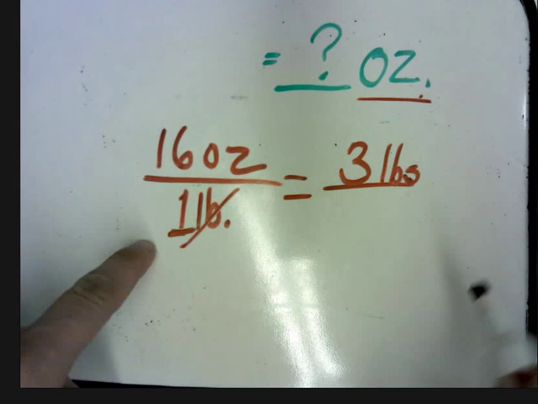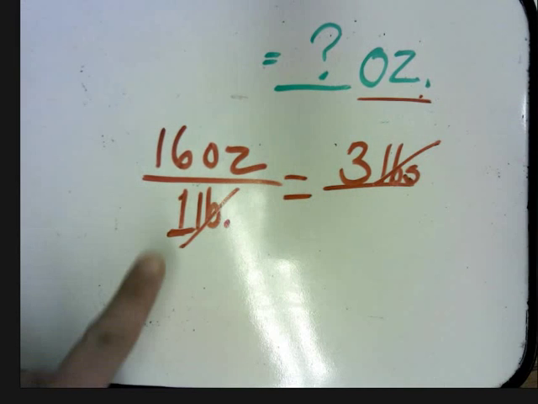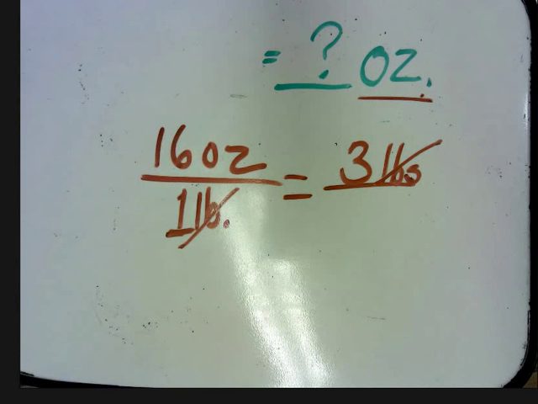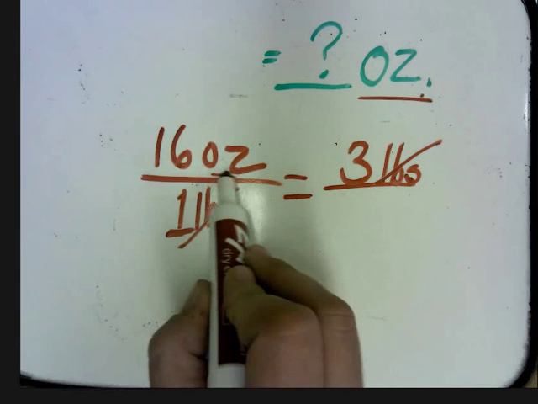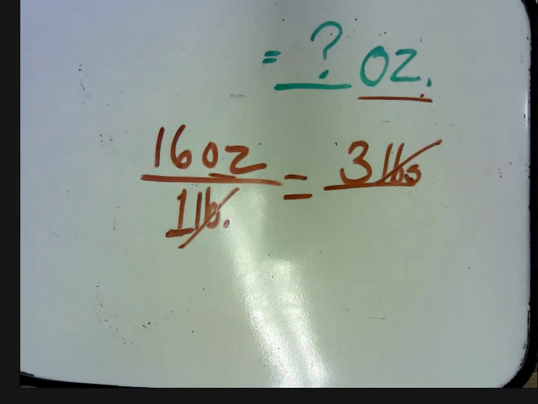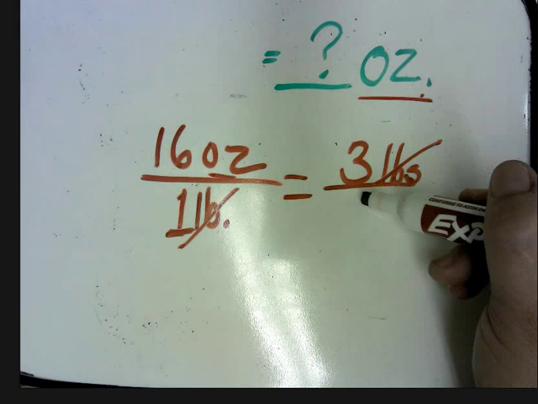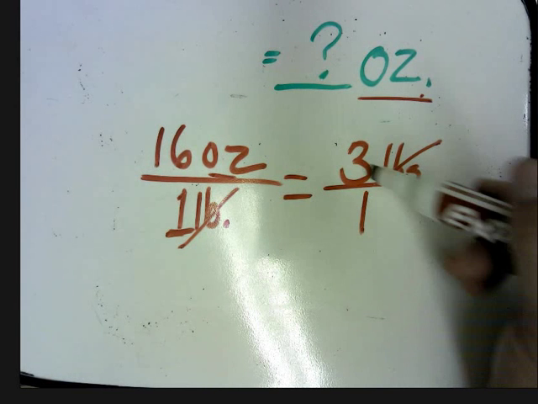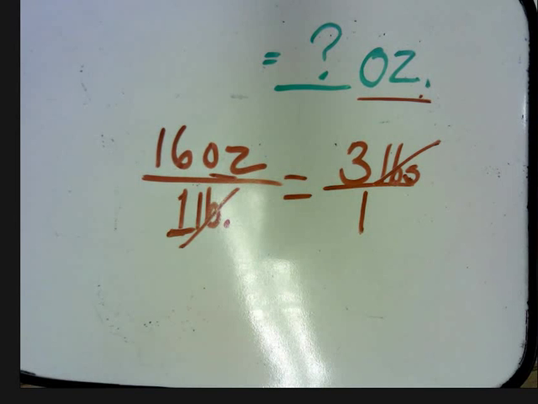Again, just to keep it consistent, you can put 3 pounds over 1. Any number expressed as a fraction just has a 1 for a denominator. Go ahead and multiply across. And you can see, once again, the pounds cancel out the pounds. I'm only left with ounces, so I know it's going to work. 3 times 16 is 48.